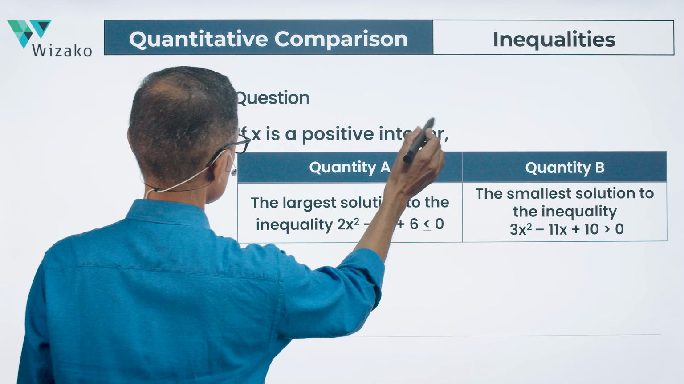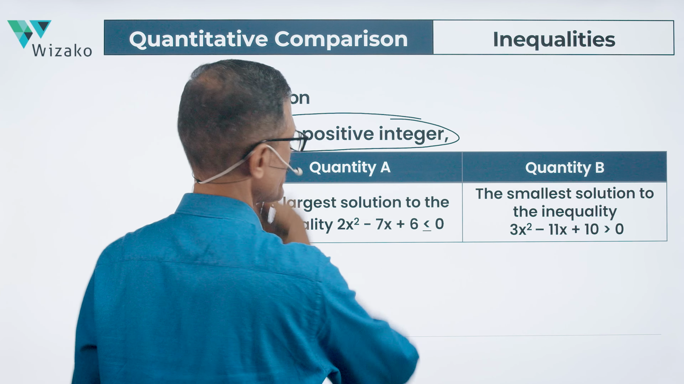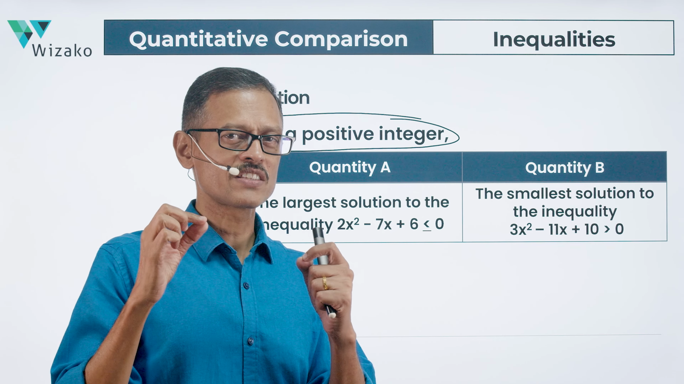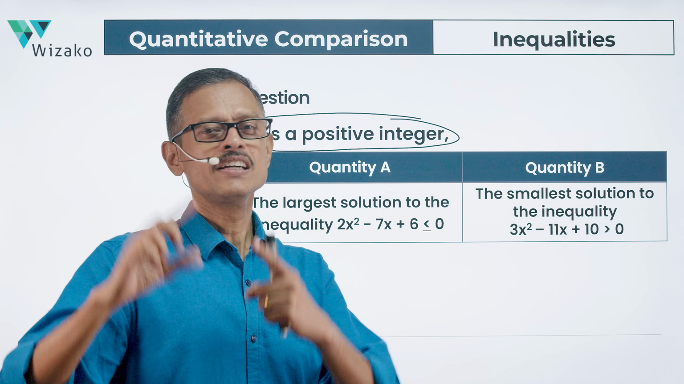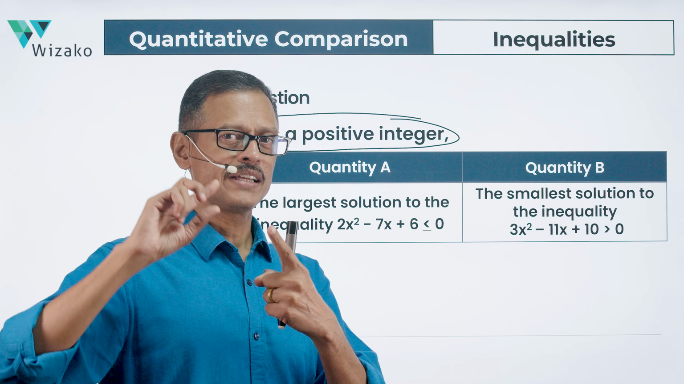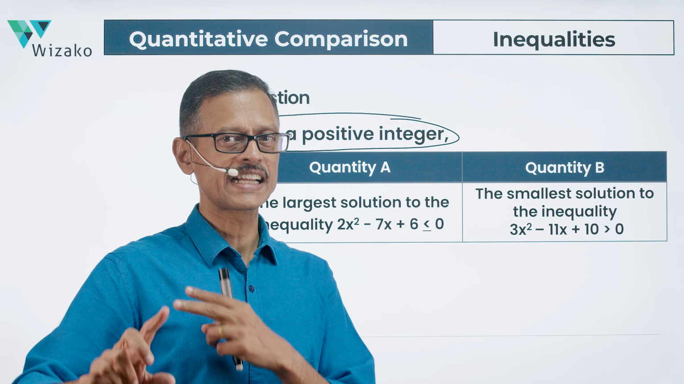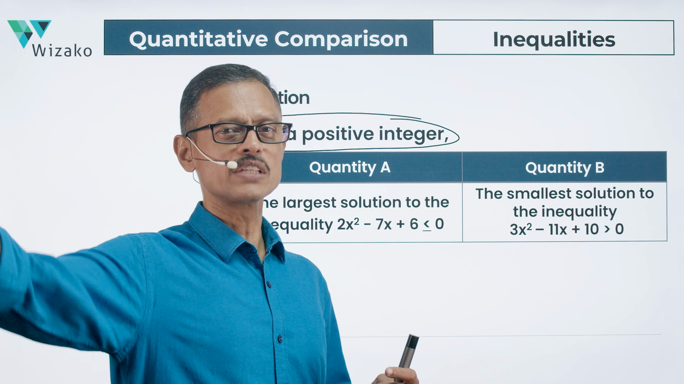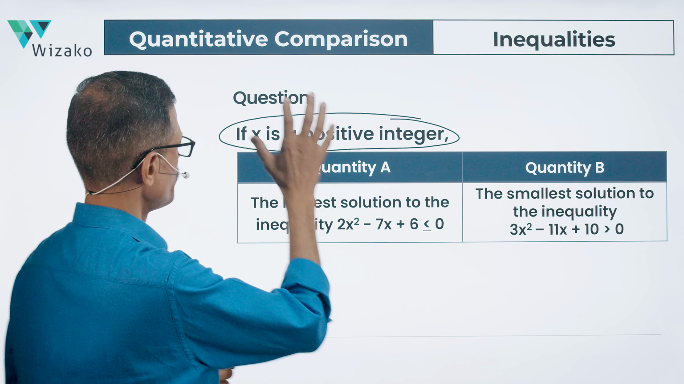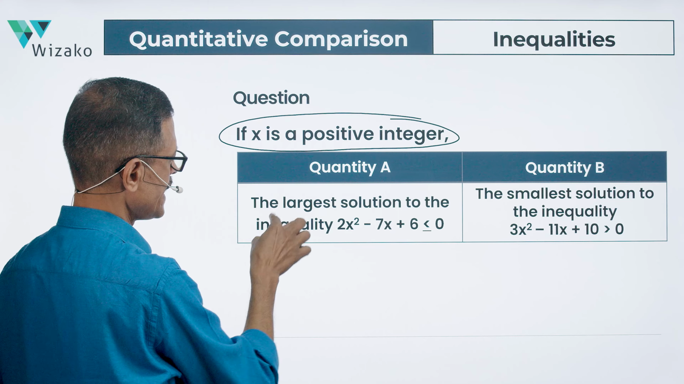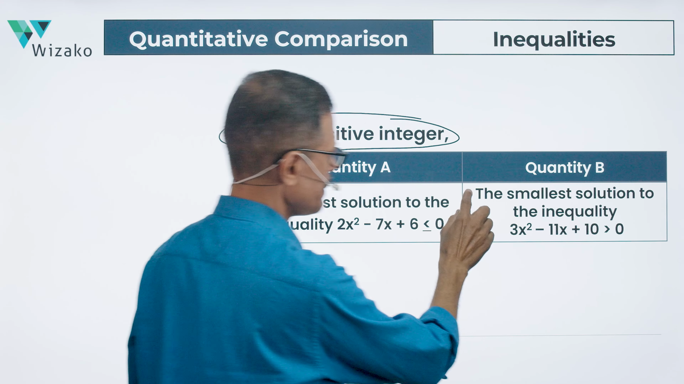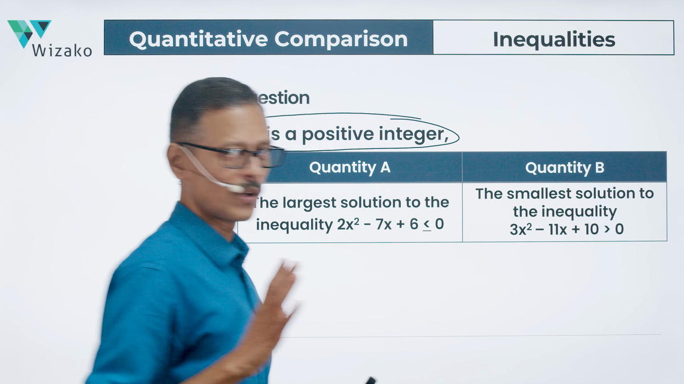If x is a positive integer, this is very crucial information to solve this question in particular, but whenever it is presented, have this idea in mind, right? We're not going to look at x which is 0, x which is non-integer, x which is negative. We're looking at positive integer x. So x can take values which are 1, 2, 3, 4, and so on, right? Now, based on this information, they're saying quantity A is the largest solution to this inequality. Quantity B is the smallest solution to this inequality.